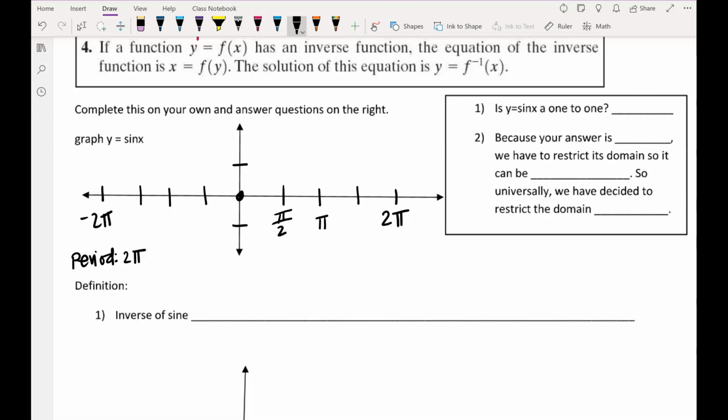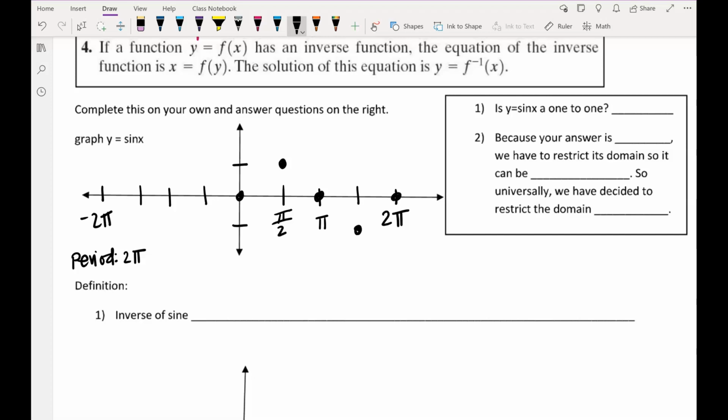All right, Colin, what is sine of pi over 2? 1. Perfect. Make a dot. Rachel, what's sine of pi, hun? Perfect. Sarah, what's sine of 3 pi over 2? Perfect. And Mia, back at 2 pi, what's sine of 2 pi? 0.